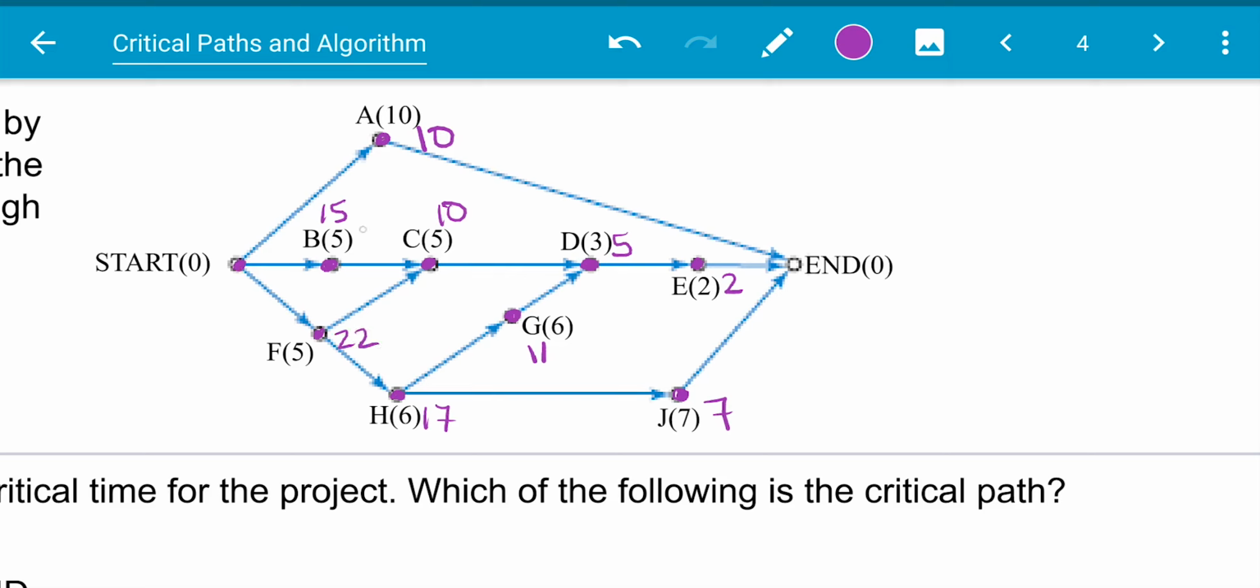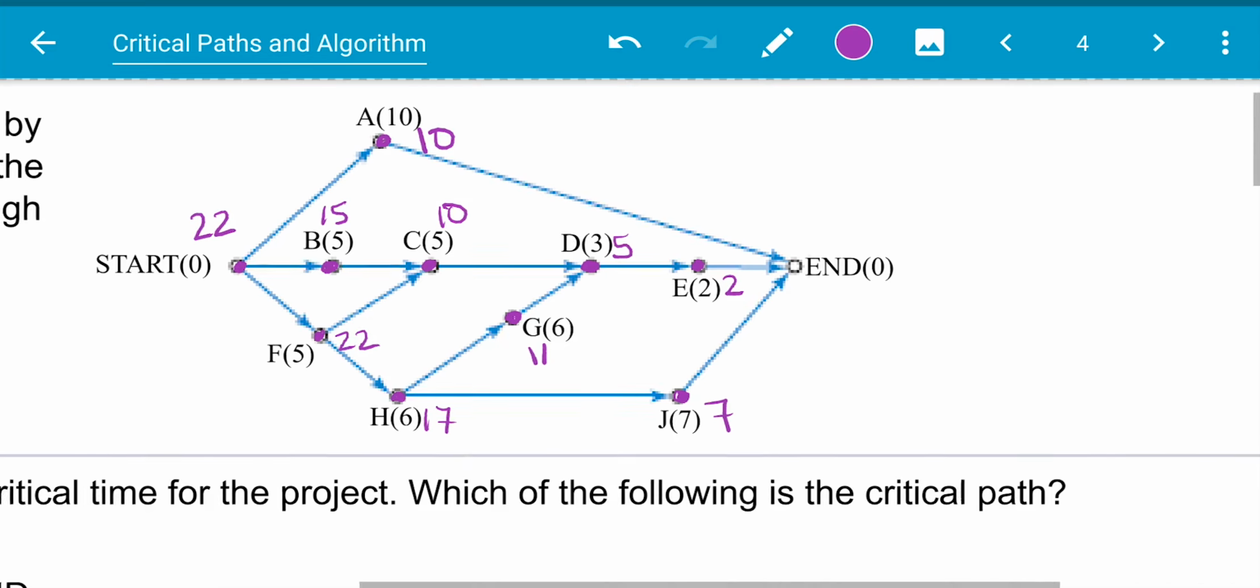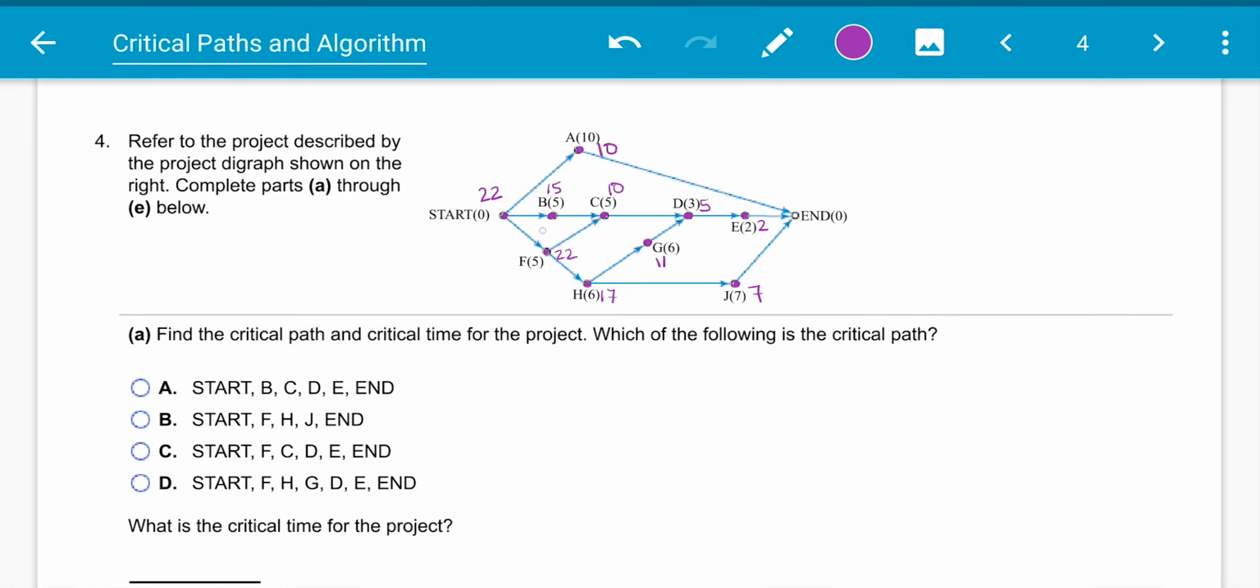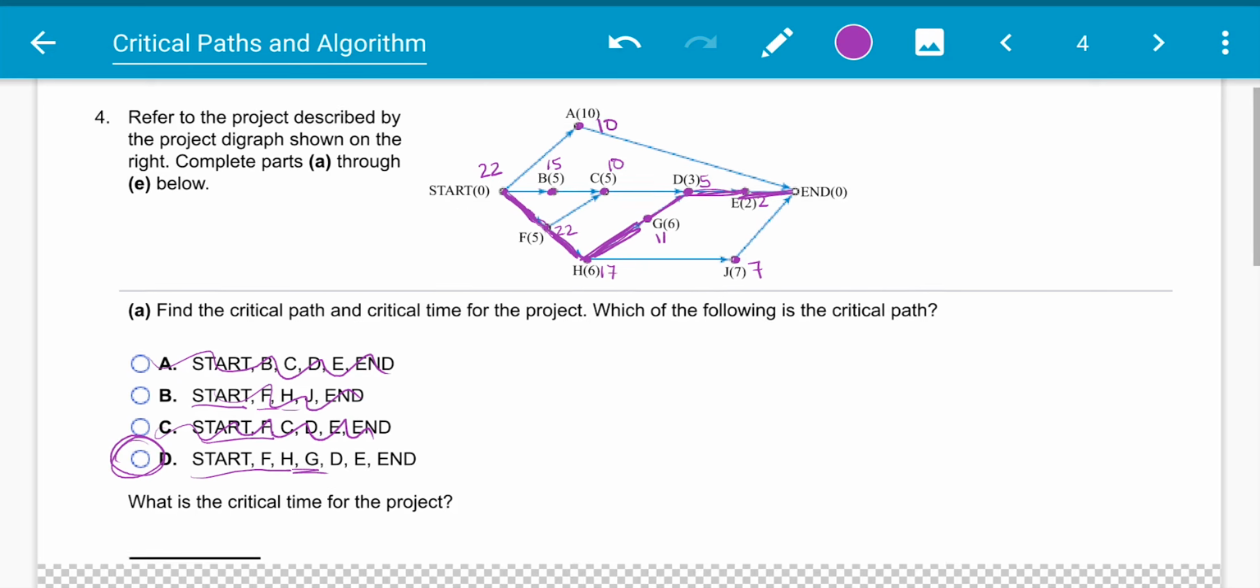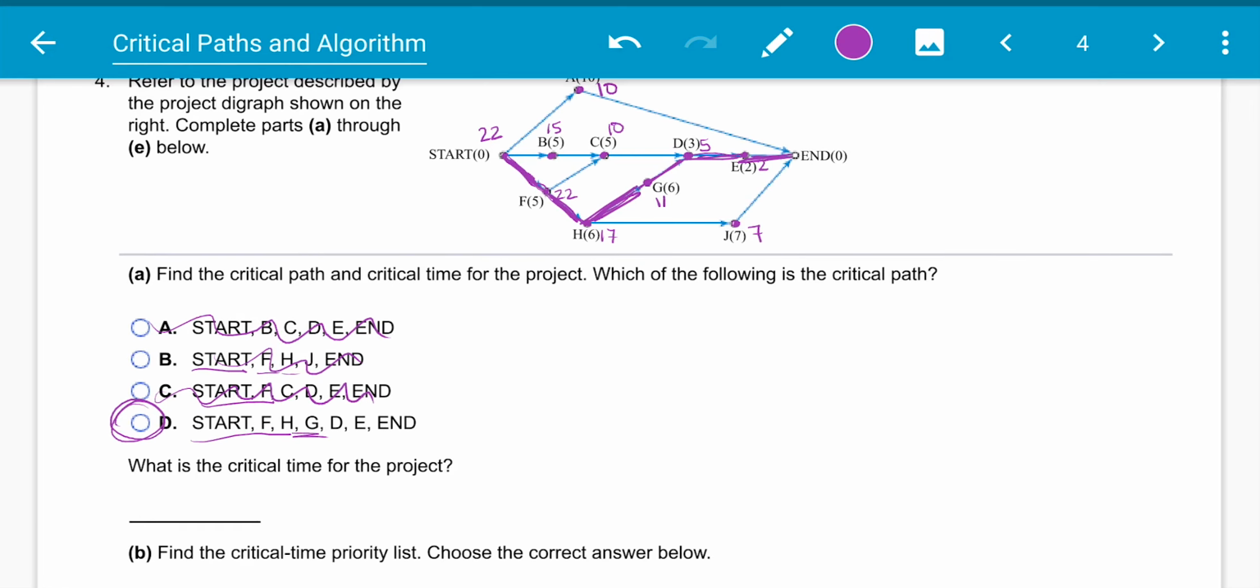And our largest number, 10, 15, and 22, is going to be 22, which gives us our critical path is from start to F to H. So start to F to H. So far we're all good with this one. We can eliminate that one and that one. And then from here we went down the 11 path, so that was G, and we can eliminate this one, so our answer is D. And we went all the way to the end from there. And the critical time for this project is going to be the length of this path, which is 22.